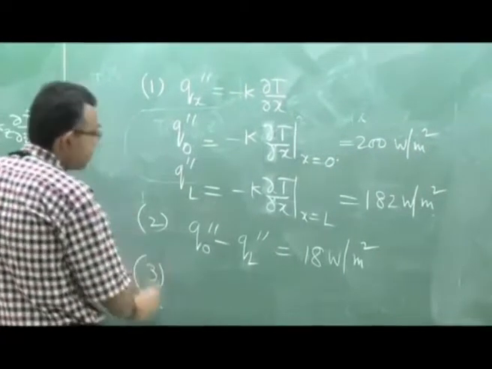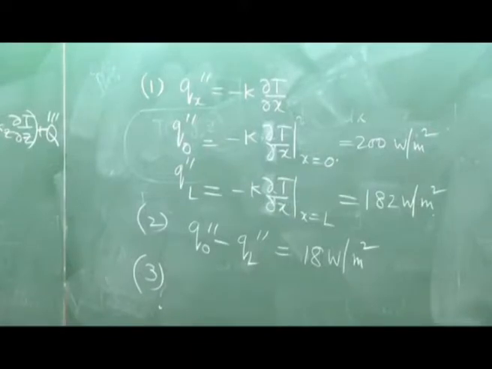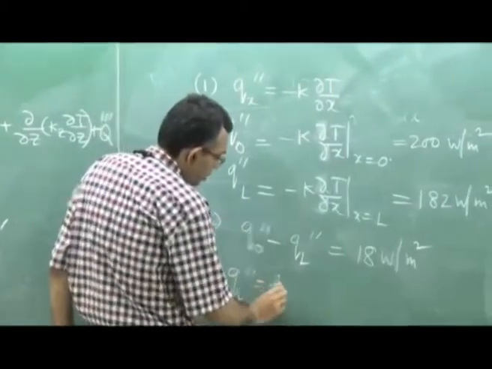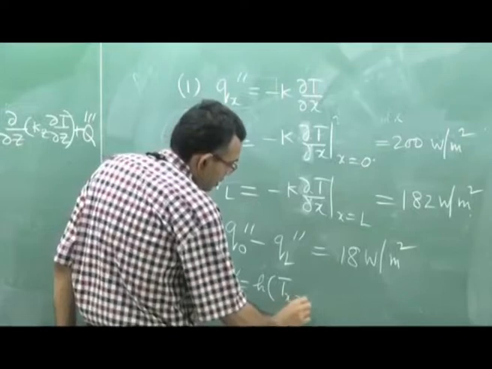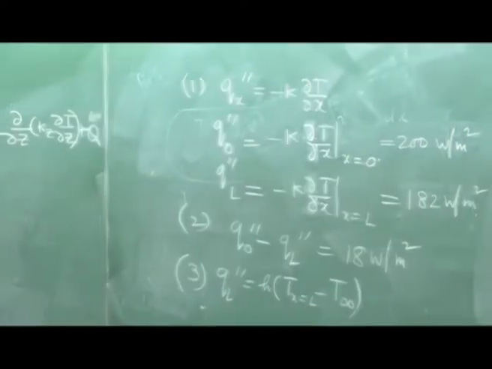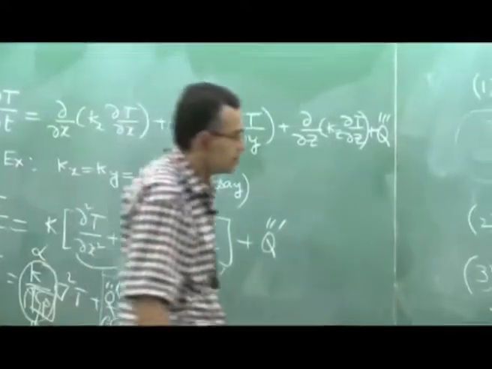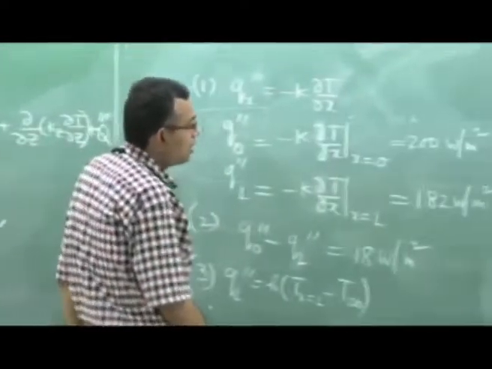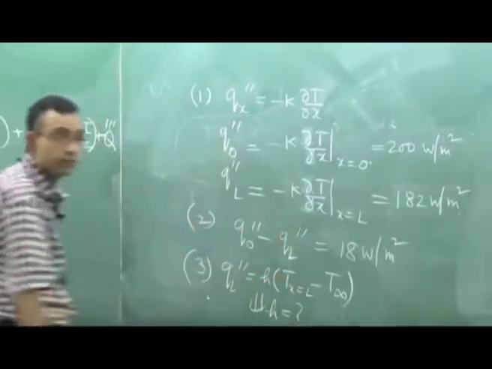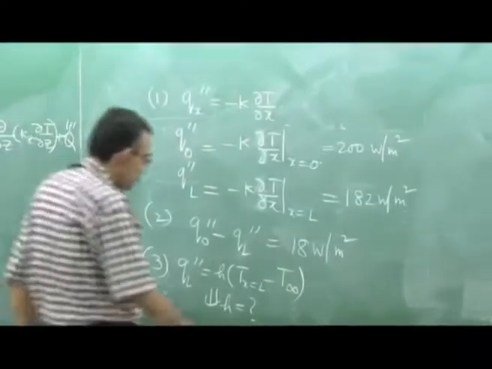The third part is, you can write what type of boundary condition it is, a mixed type of boundary condition. From here you can find what h is. It is 4.3 watt per meter square Kelvin.